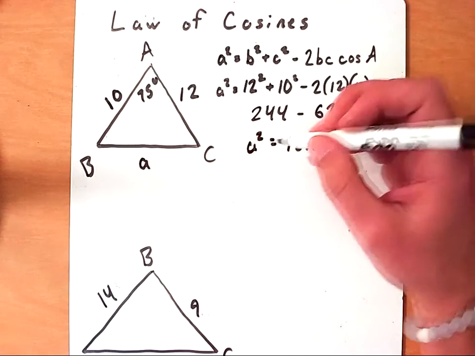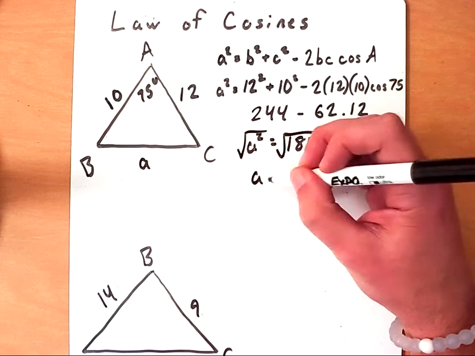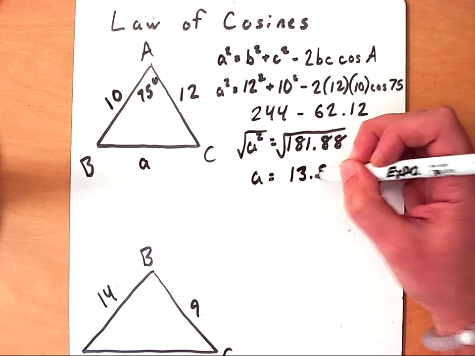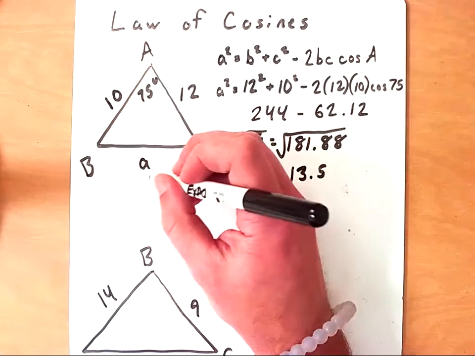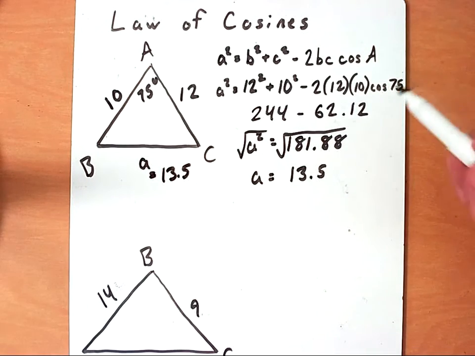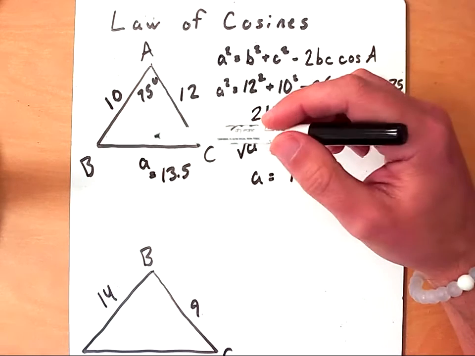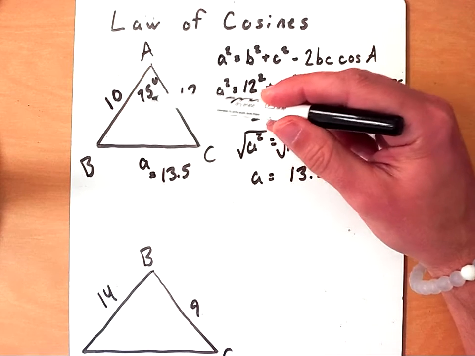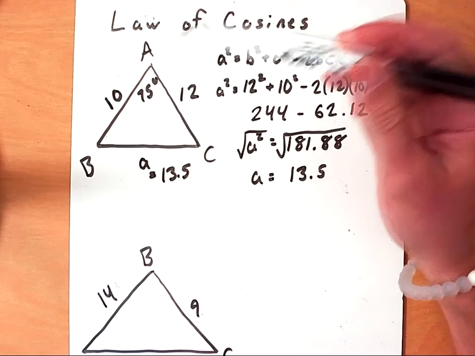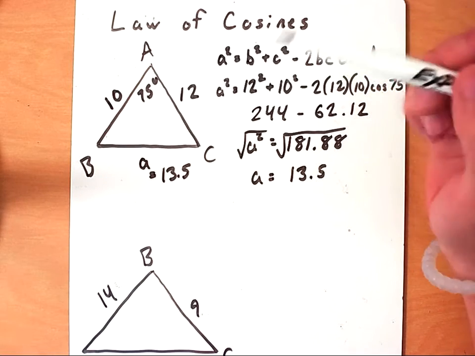Now, we don't want a squared, we want a. So we simply take the square root of each side, and I'll get that a equals 13.5. So this allows me to solve for the missing side. Now, if we wanted to find out what angles B and C are, we can use the law of sines because we have a matching set, and then find out what angle B is, and then subtract it to find angle C, or vice versa.